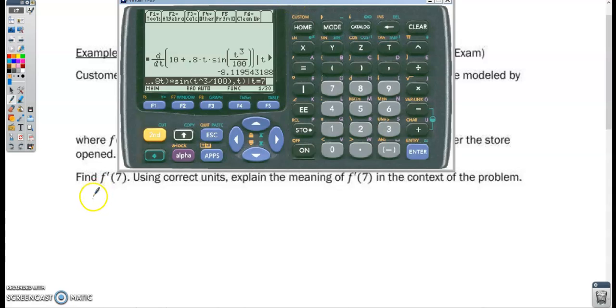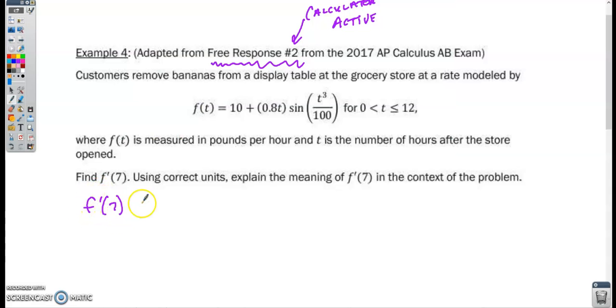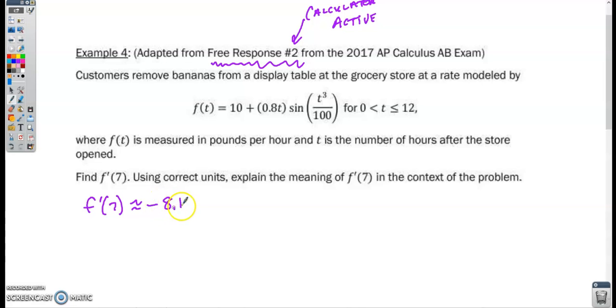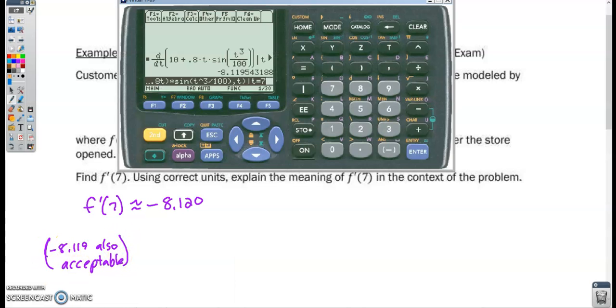And I get that f prime of 7 is approximately negative 8.120. Negative 8.119 would also be acceptable here, since we can round or truncate correctly to 3 places after the decimal point. And so I could just chop off all the digits after the third one and have negative 8.119 as my answer, or round it and have negative 8.120 as my answer. One thing we don't want to have here is negative 8.12.